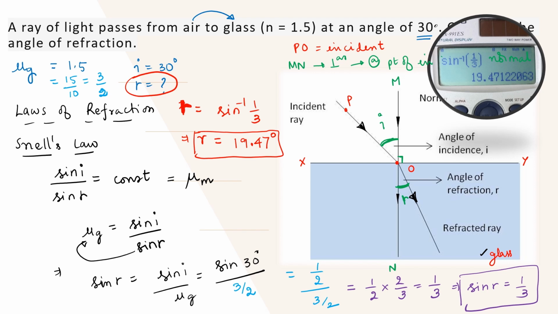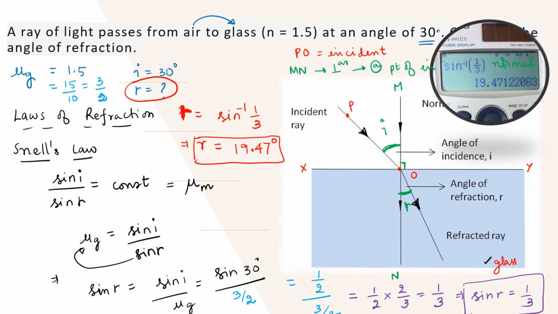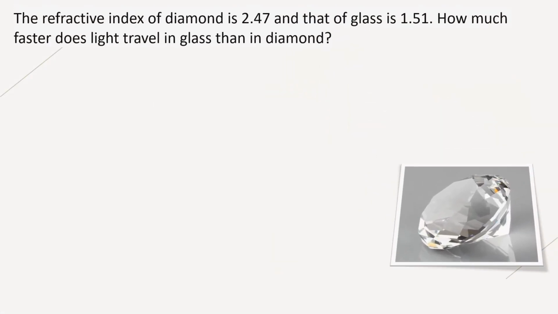Now let's go to the next question. The next question says the refractive index of diamond is 2.47 and that of glass is 1.51. So let us write the given first. The first thing after reading the question, we should write the given so that we get an idea how to solve it. So refractive index of diamond, I am writing it as mu d, is 2.47 and refractive index of glass is 1.51.